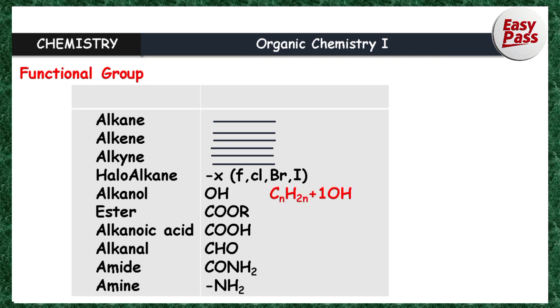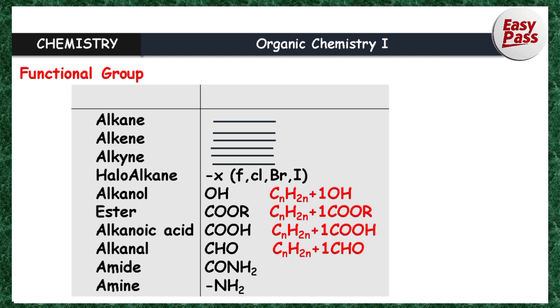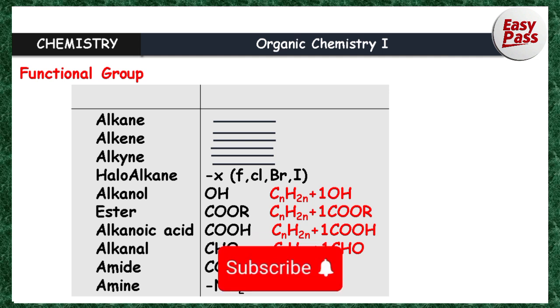CnH2n+1OH. The general formula of ester, we have CnH2n+1COOR. The general formula of alkanoic acid, we have CnH2n+1COOH. The general formula of alkanal, we have CnH2n+1CHO. So on and so forth. Having known the functional group and the general formula, you can be able to name a compound based on their functional group. Can you name a compound based on their functional group?